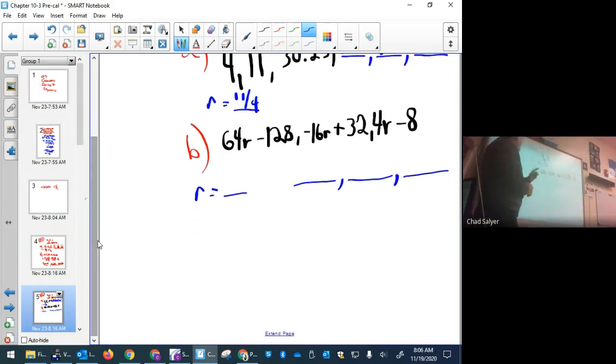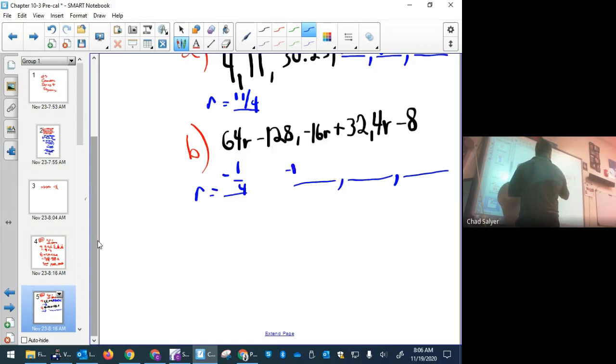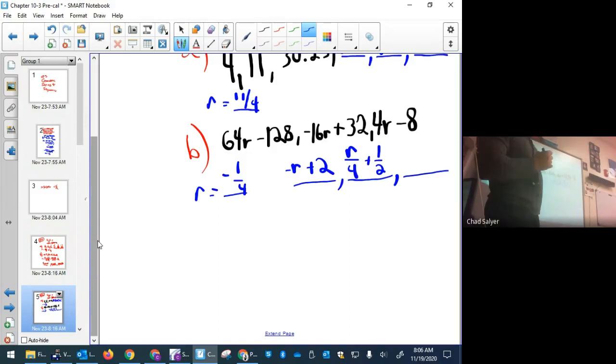Tell me what the common ratio is for part B, Rachel. Negative 0.2. Good, or negative 1/4 if you prefer. So either of those are accurate. If we look at what would come next, the sign on the r term is going to change every time, and the sign on the constant term is going to change every time. And it's going to reduce by a factor of 4, so we're going to divide it by 4. So the next one would be positive r over 4 plus 1/2. 2 divided by 4 is 1/2.